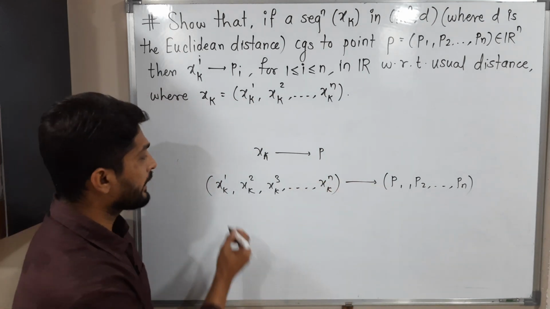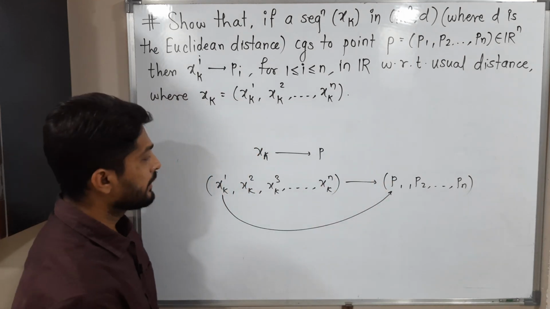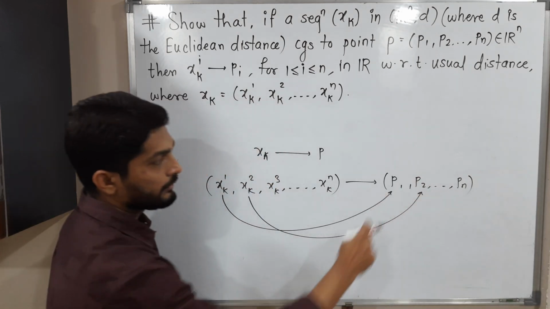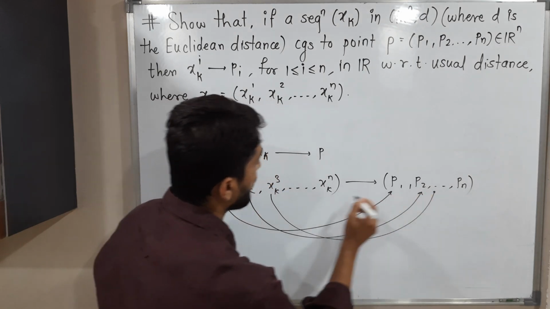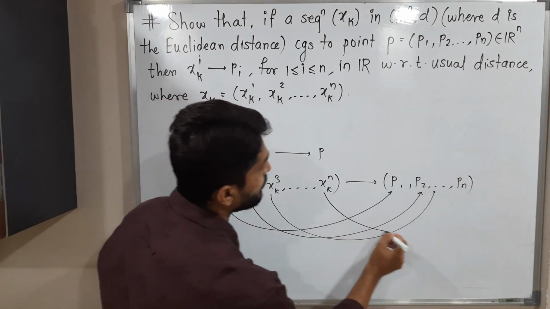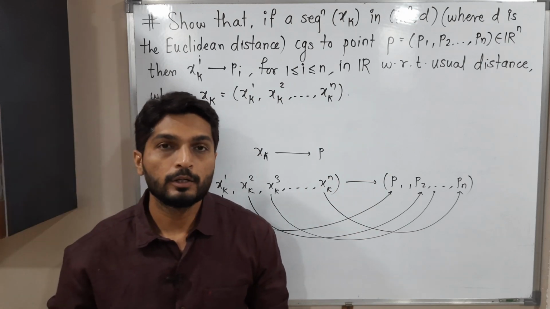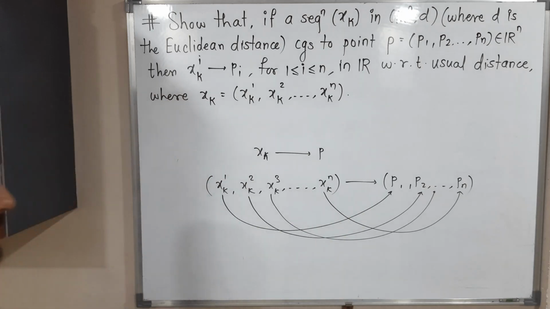So we have to prove that the first component sequence converges to the first component P1. The second component sequence converges to the second component of P. The third will converge to the third component, and in this way the nth component will converge to Pn. This is what we have to prove. So let us start to prove. First of all, I will write the given information.